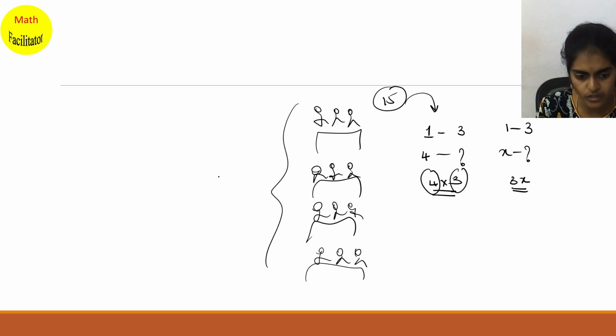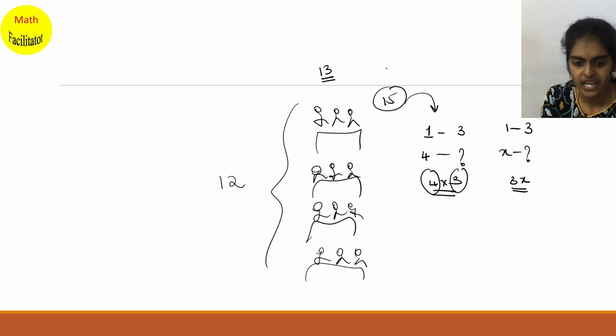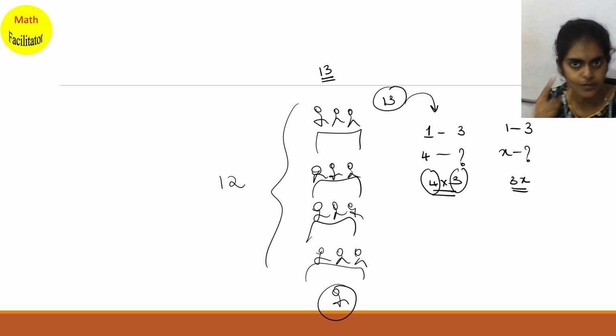So total how many students are there? 12 students. But I have a total of 13 students. I'm so sorry, we have a total of 13 students. 12 students I arrange, 3 students in each bench. I have only 4 benches in my class. So how many students are left over without any bench? 1 student is left over.